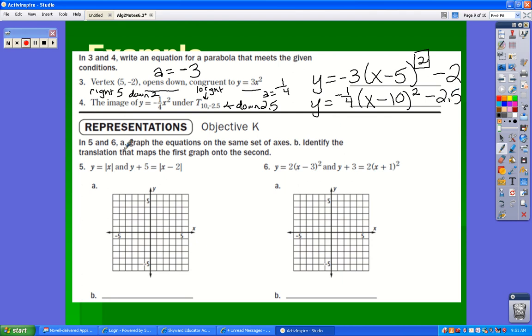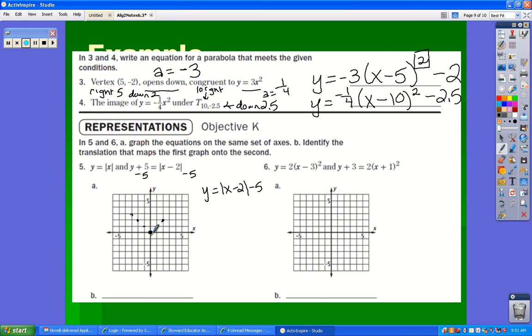Okay, the same holds true for absolute value, except you're not dealing with a U-shaped graph. You're going to have a V-shaped graph. Get y by itself here. Y equals the absolute value of x minus 2, minus 5. Okay, the absolute value of x starts at (0, 0), and it has that slope of 1.